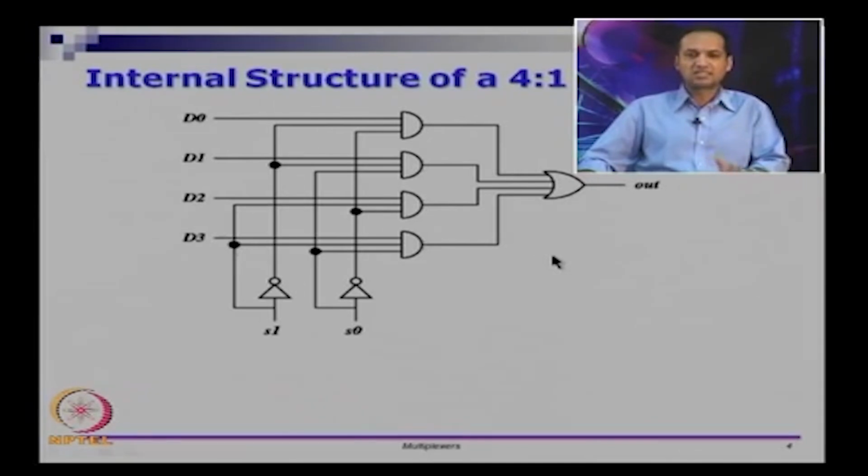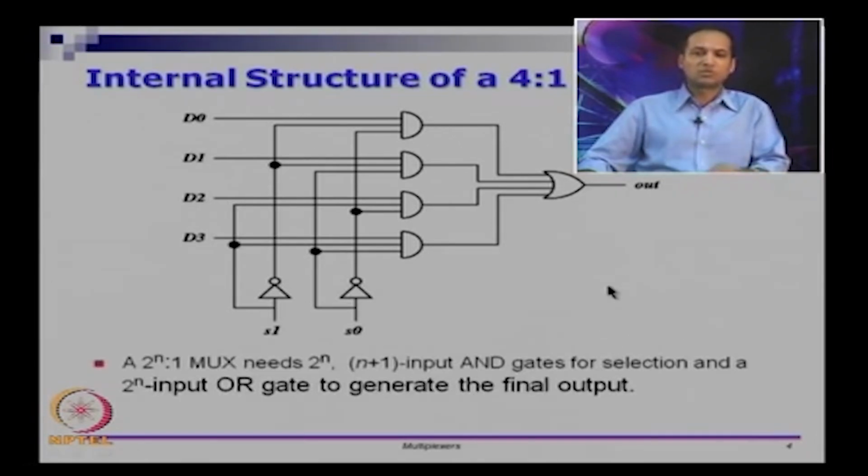One thing this circuit has is a remarkable, uncanny resemblance to the decoder that we saw earlier. We will come to that in a little while. A 2 power n to 1 mux needs n plus 1 input AND gates. So this 4 to 1 multiplexer requires 2 power n AND gates, which is the count, and n plus 1 is the number of inputs. It requires 4 AND gates with 2 plus 1, or 3 inputs, for selection and a single 2 power n input OR gate to generate the final output. Okay, so this is the description of a mux.